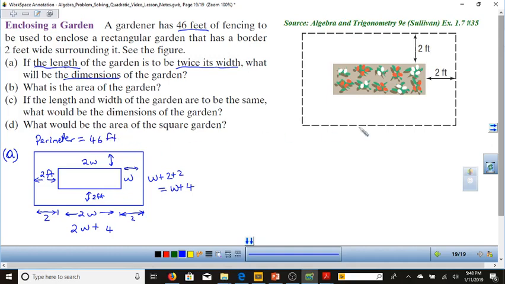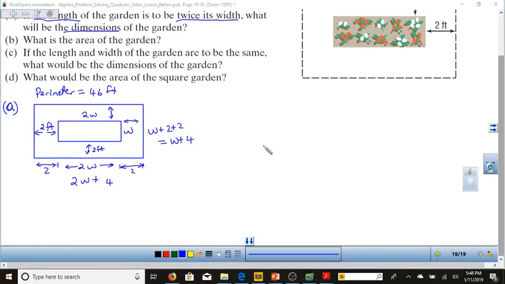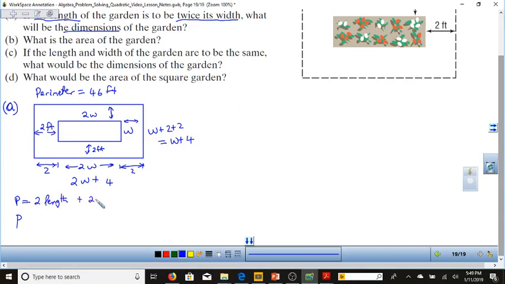And of course, that's the information they tell us. Now, the strategy here would be just use the perimeter. The perimeter is equal to twice the length plus twice the width, or add up all the side lengths. So the perimeter here, let me rewrite that a bit, twice length plus twice width.